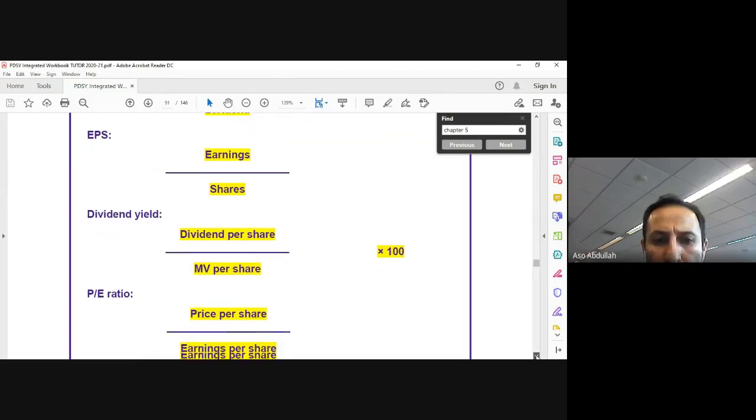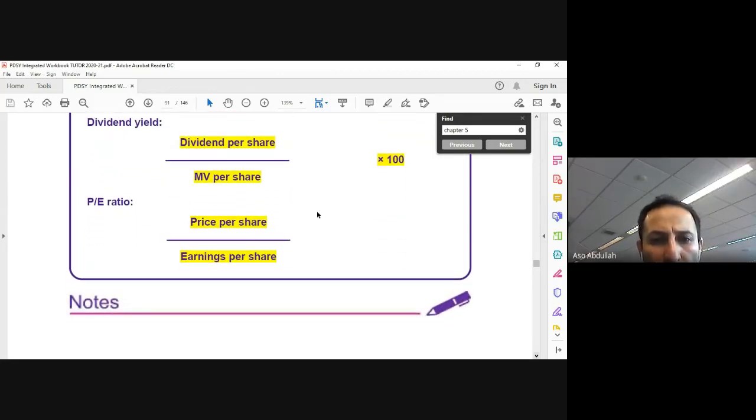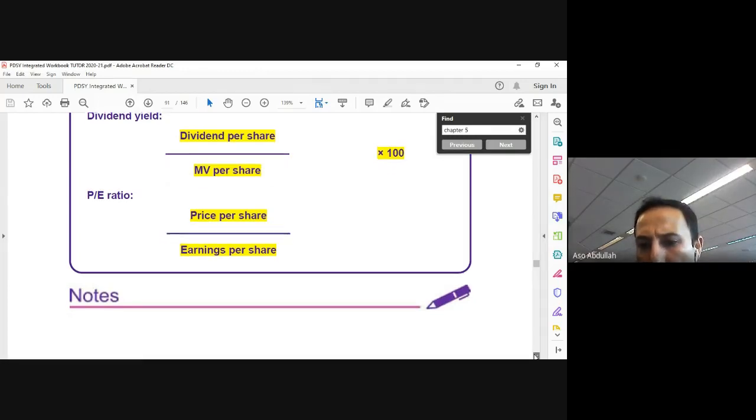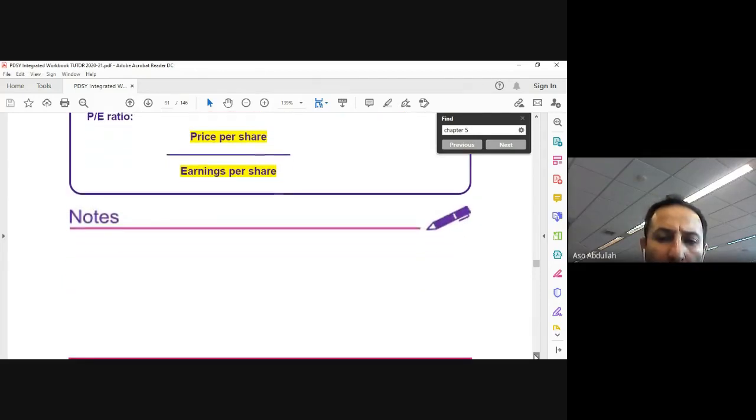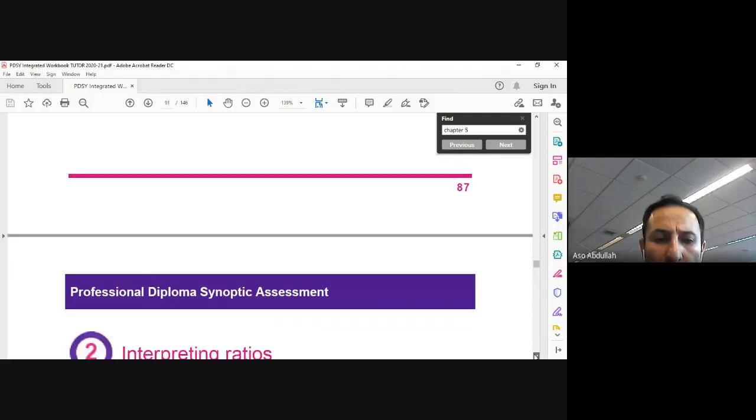So, price per share, this is what I explained. If you are an investor in Amazon, Apple or Microsoft, these companies' share prices are very high, very close to £1,000. So this is the way we calculate share. This is all for today.